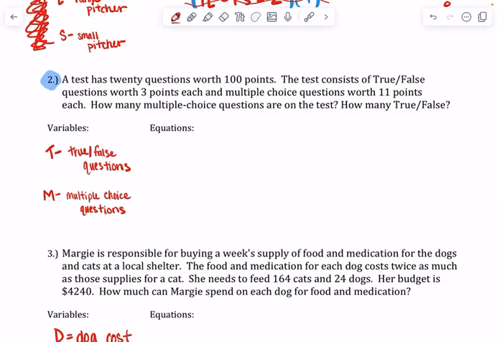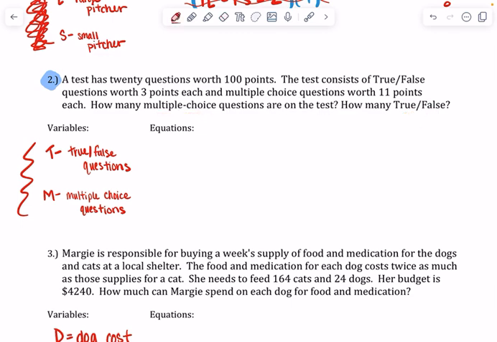So usually the last sentence is asking what your variables are, like what you're solving for. So when it says how many multiple choice questions are on the test and how many true-false, those are your variables. I'm going to use M for multiple choice, and T for true-false. So I noted that over here.